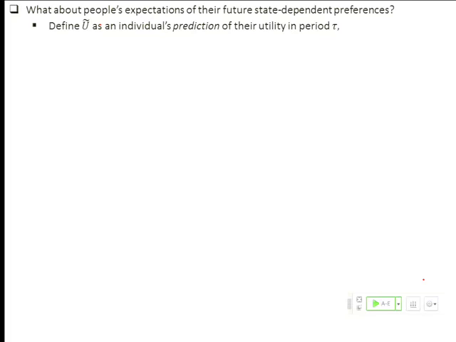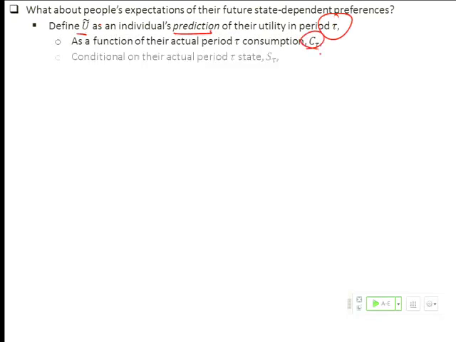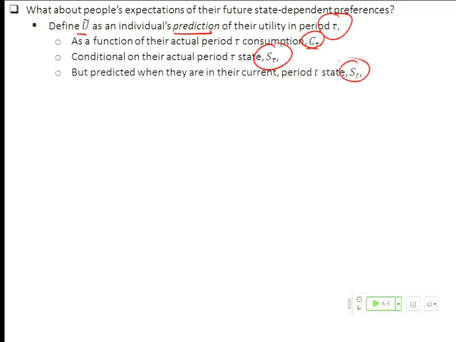But we're going to go with u wiggle so that you're not confused when you actually read the paper. Okay, so u wiggle is going to be an individual's prediction of their utility in some future period tau as a function of their actual period tau consumption, so what they will consume or what they are considering consuming in that future time period, conditional on the actual state that they could reasonably predict that they will be in. I will be hungry, I will not be hungry. But predicted when they are in a different current state in period t, ft.